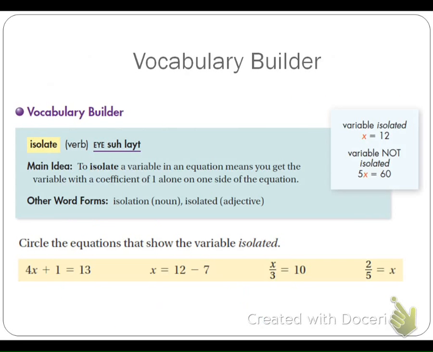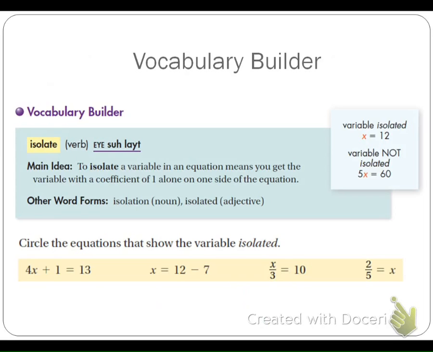So I have a new word for you, the word isolate. In algebra, isolate is something that you do to a variable in order to find out what its value is. To isolate a variable in an equation means you get the variable with a coefficient of 1 alone on one side of the equation. Let's make sure you can identify an equation where the variable is isolated.